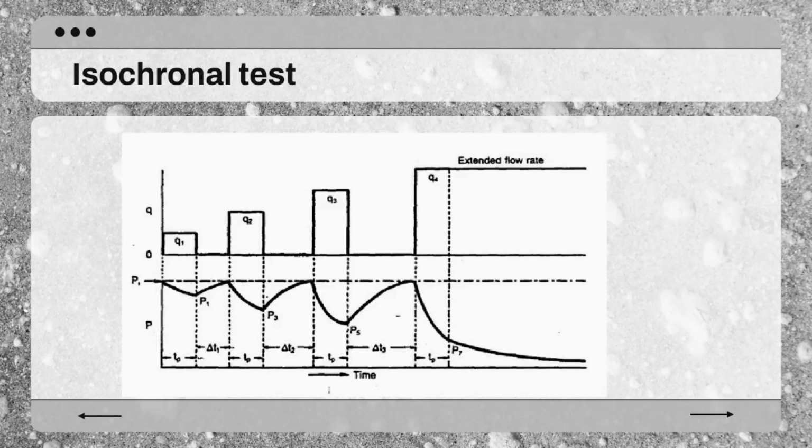Isochronal test chart. In this chart, there is a relationship between pressure and flow rate with respect to time. When the flow rate increases, the pressure decreases. So as we see, every time we open the well, the pressure decreases. When we close the well, the pressure gradually returns to the reservoir pressure PR, as you can see here. So before starting the next stage, we must wait for the pressure to return to PR.